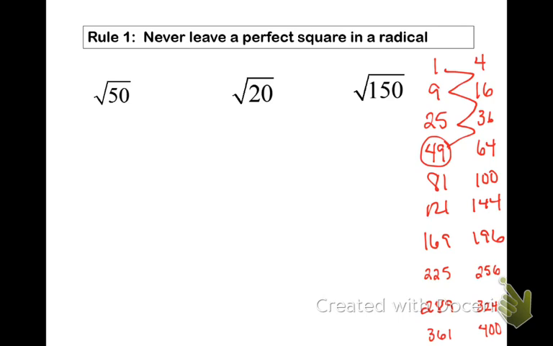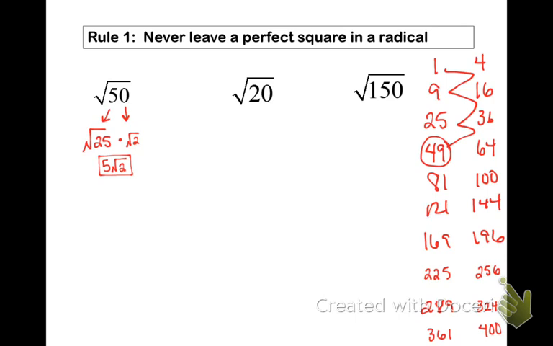So I can't divide 50 by 49. I can't divide it by 36. I can divide it, however, by 25. So I'm going to break it up as the square root of 25 times the square root of 2. I always write my perfect square first and then multiply. 25 times 2 gives me 50. The square root of 25 is 5, so it's going to be 5 times the square root of 2.